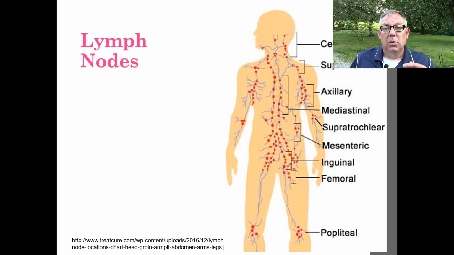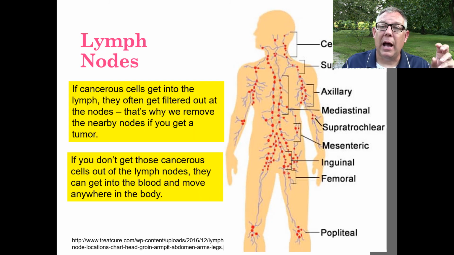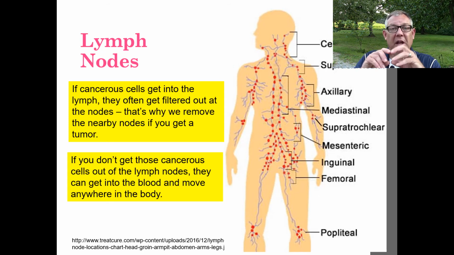And so that's why a lot of times if you have a tumor, they'll also remove nearby lymph nodes, because there's a good chance that those cancerous cells are in those nearby lymph nodes. If you leave them alone, they'll form a new tumor, or they'll break free and they'll go into the blood. But if you remove the tumor and remove the lymph nodes, then you've got a better chance of getting all the cancerous cells. But if you don't, again, it can form a tumor, they can get into the blood, they can move anywhere in the body, and that's when tumors can form, and that's when the cancer can spread.